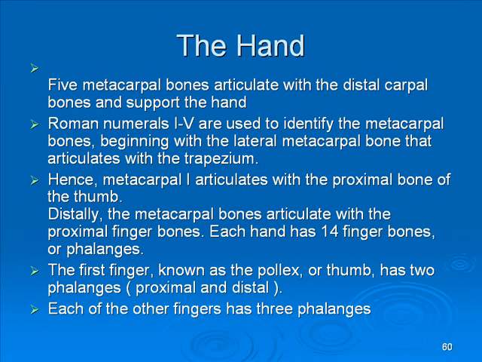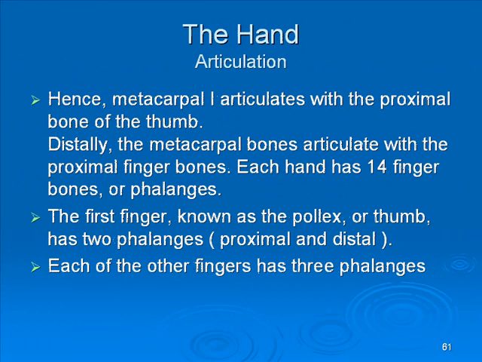5 metacarpal bones articulate with the distal carpal bones that support the hand. And again, we already went through the numbering system that's associated with that as well.